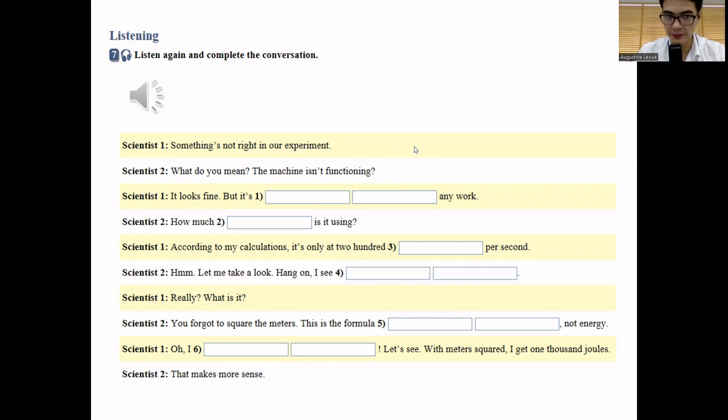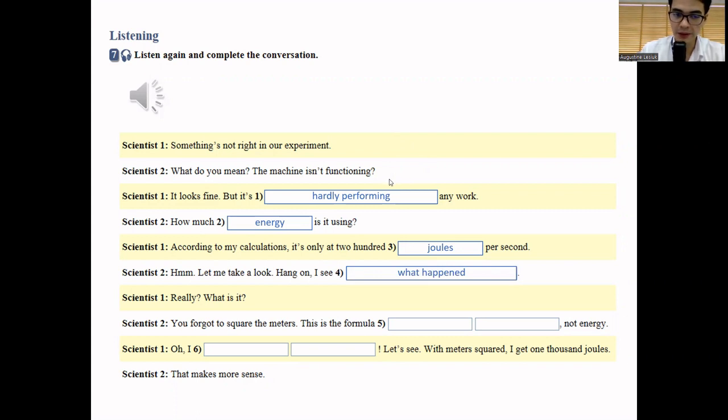Something's not right in our experiment. What do you mean? The machine isn't functioning? It looks fine, but it's hardly performing any work. How much energy is it using? According to my calculations, it's only at 200 joules per second. Let me take a look. Hang on, I see what happened.